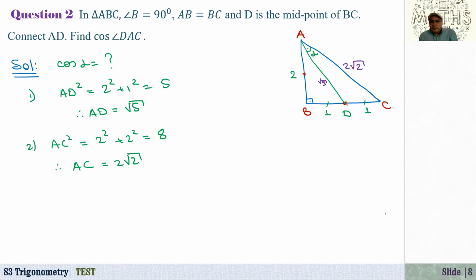Okay, so we have to find cosine of alpha, and in triangle ADC, we can use the cosine rule.